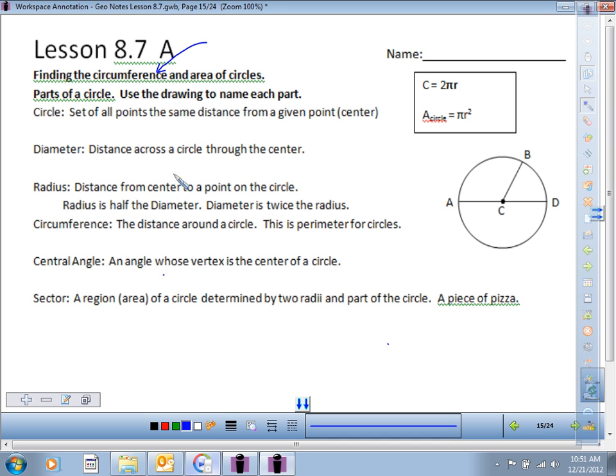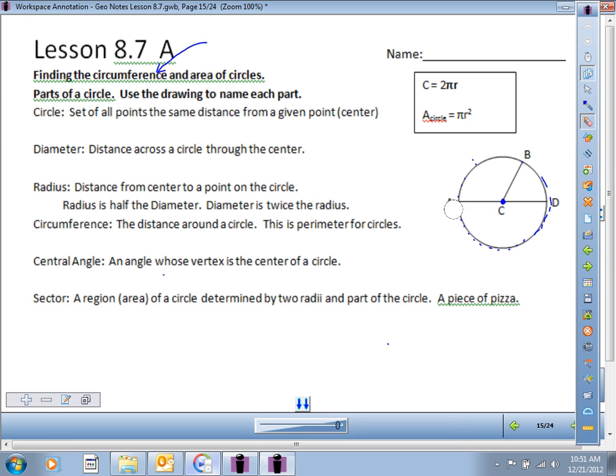A circle is a set of all points the same distance away from a given point, so that's the center. So if this is the center of our circle, every point on this circle is the same distance away from that center. So if the distance from C to B is 6, the distance from C to A is 6, C to D is 6, anywhere along there would be 6. Okay, so that's the definition of a circle.